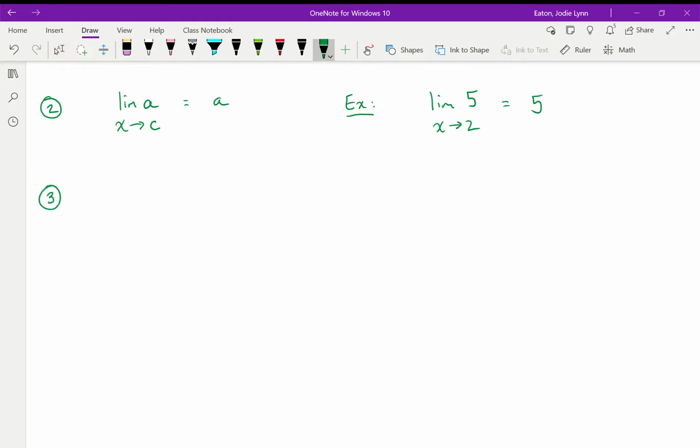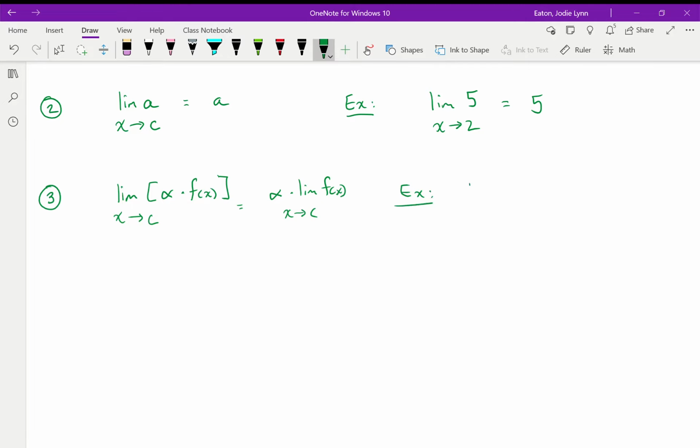Okay. So what happens if we have a constant multiplying our function? If we have the limit of alpha times f of x, where alpha is some constant, as x approaches c, that is equal to alpha times the limit of f of x as x approaches c. So we can take the limit first, and that is the same as just the number times the limit of the function.